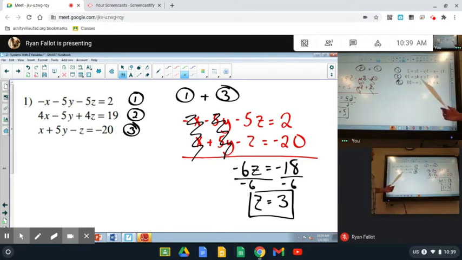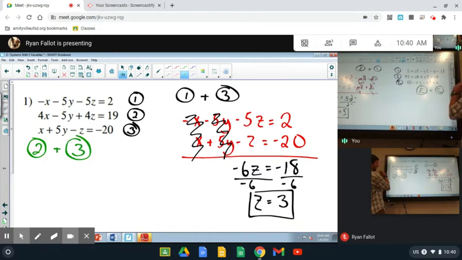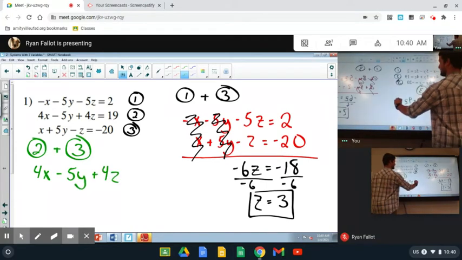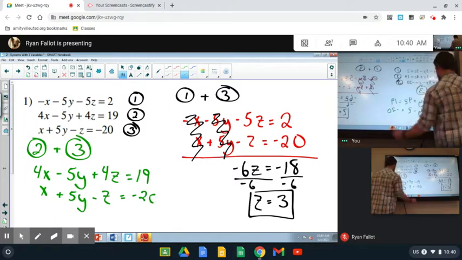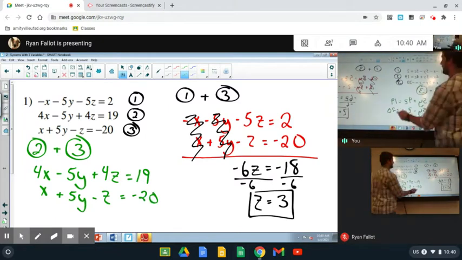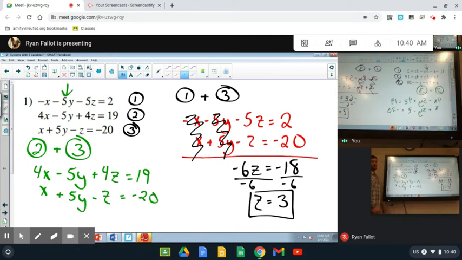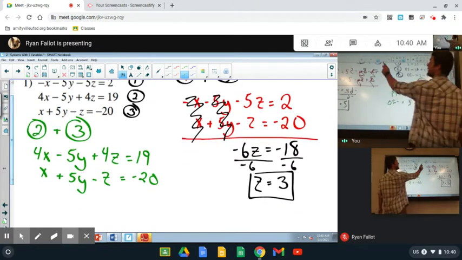Okay, so we put together equation 1 and 3. We're going to also put together equation 2 and 3 because, again, we're looking to get rid of those y's. So equation 2 plus equation 3, and that's going to get rid of our y's. 4x minus 5y plus 4z equal to 19. And then x plus 5y minus z is equal to 20. This is also going to get rid of our y's. We decided early on our y's seem like they're going to go away, so we're sticking with our y's. So our negative y and our positive y are going to cancel again. But this time the x's aren't going to cancel. That's life. That's how it goes.